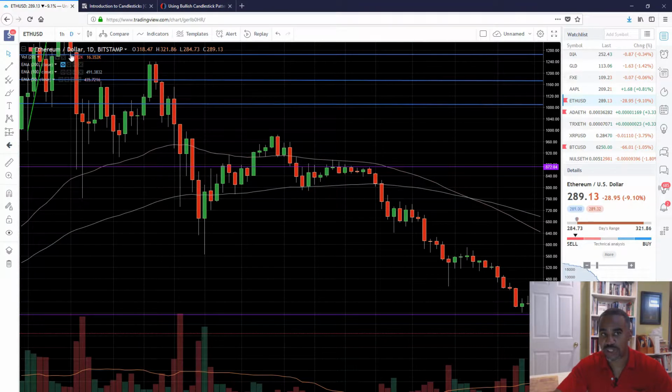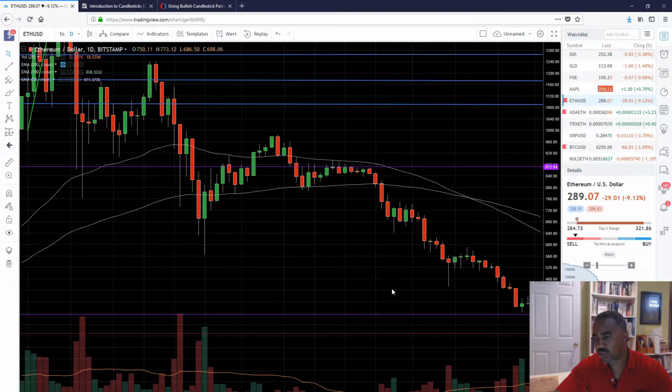This is Ethereum over the US dollar, and this is the daily chart, so each of these candles represents one day. As we see, it's going down, and this is back in March. You see we were going down, hit our head right here, down past that resistance like we talked about in the previous video. Came down here.